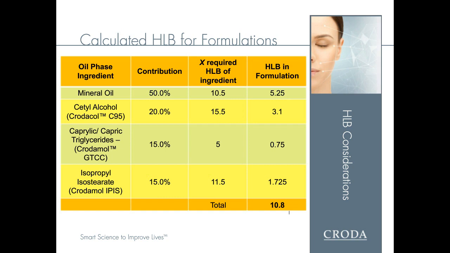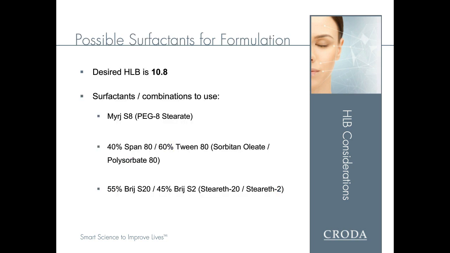The column HLB in formulation shows the HLB of each ingredient in the formulation while taking into account the percentage of ingredient. From there, the required HLBs of each ingredient are summed to give the required HLB for the formulation, which for this formulation is calculated as 10.8. Now that we know the required HLB of the formulation is 10.8, a surfactant or surfactant combination with the same HLB value should be used in the formulation to get the desired emulsification.